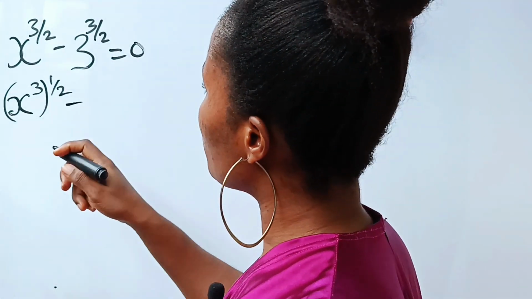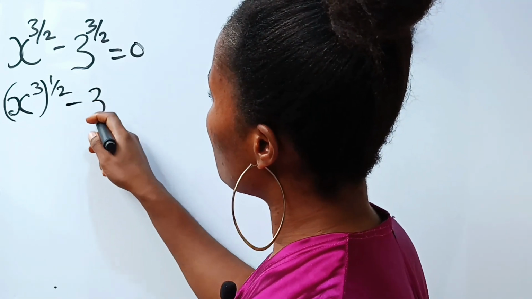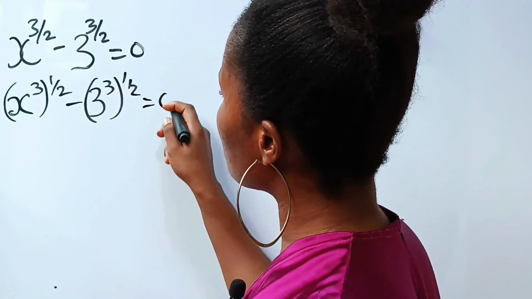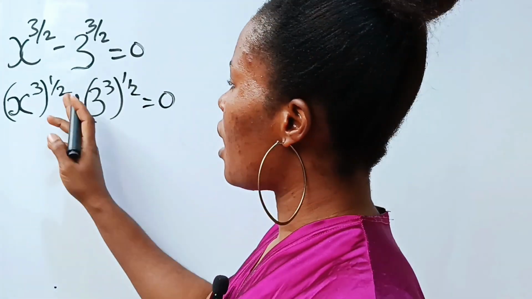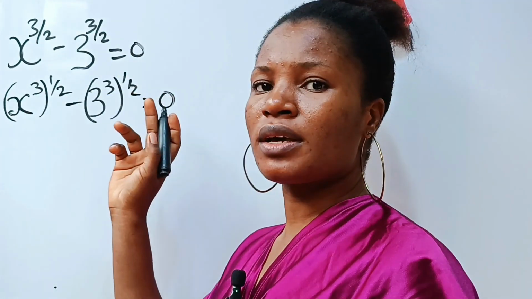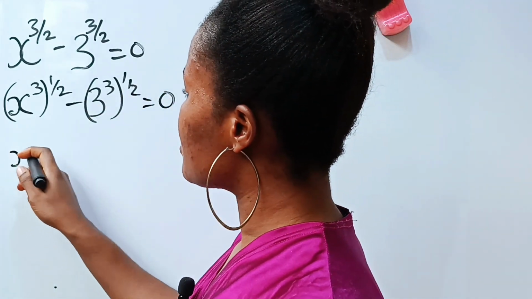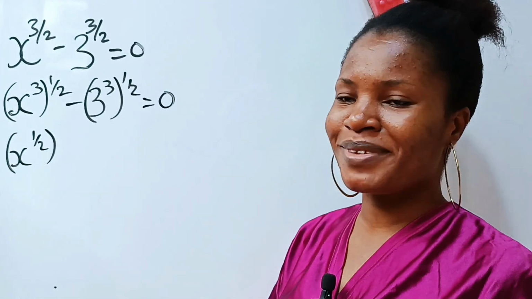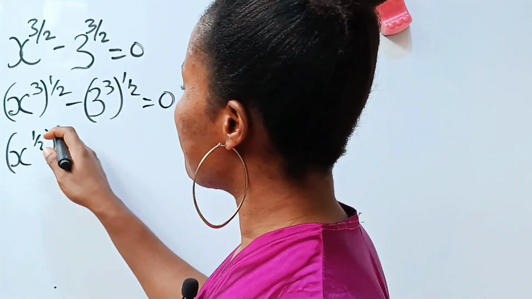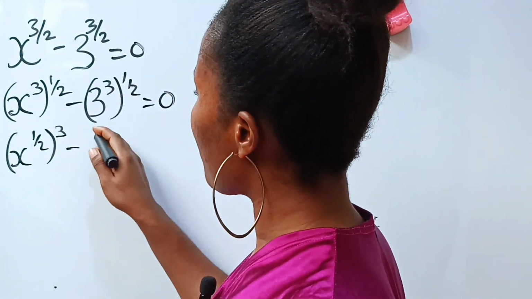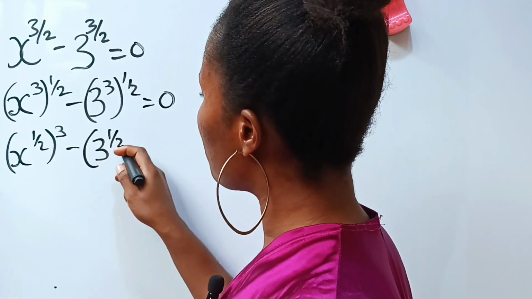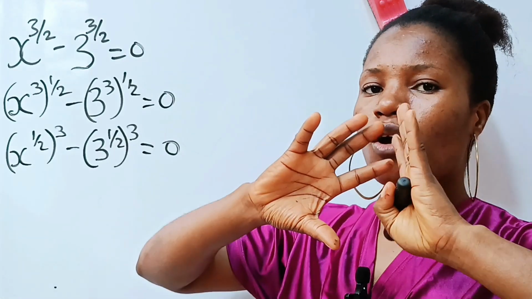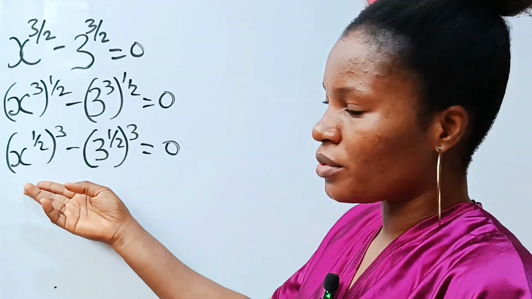Okay, minus, now the same thing here, 3 to the power of 3 multiplied by 1 over 2, is equal to 0. All right, now let me bring them in and bring the 3 to the other side. So I can write this as x to the power of 1 over 2. I don't even know why I did not write it like that in the first place. Pardon me, please. So raised to the power of 3 minus 3 to the power of 1 over 2 raised to the power of 3 is equal to 0. Yes, because I'm trying to form an algebra identity, and now I have one.